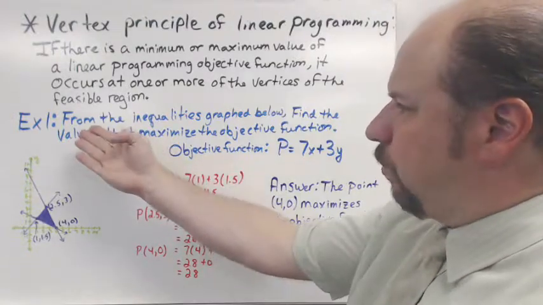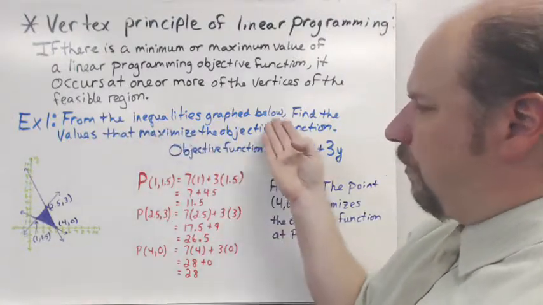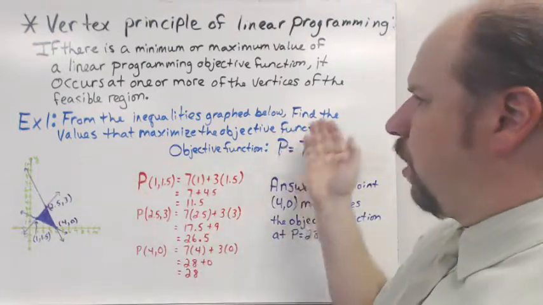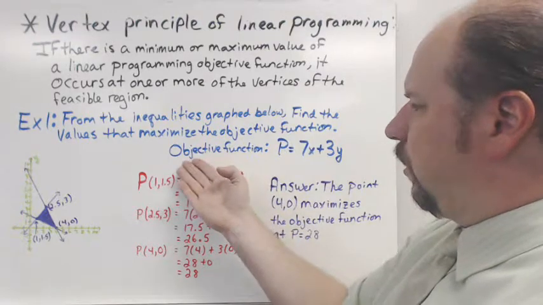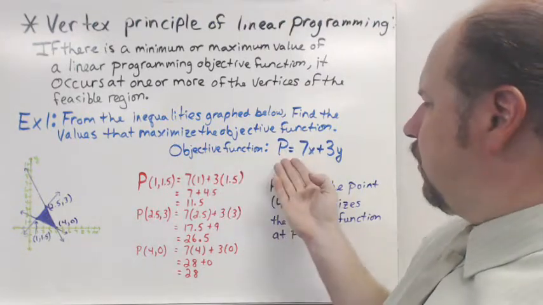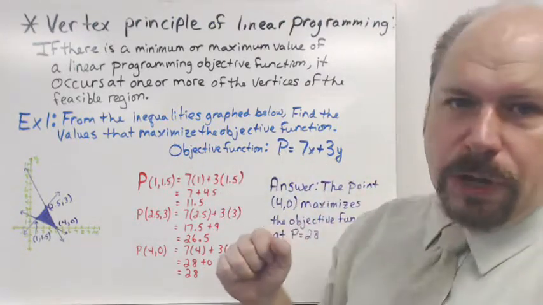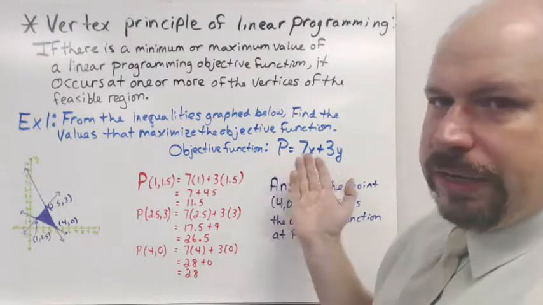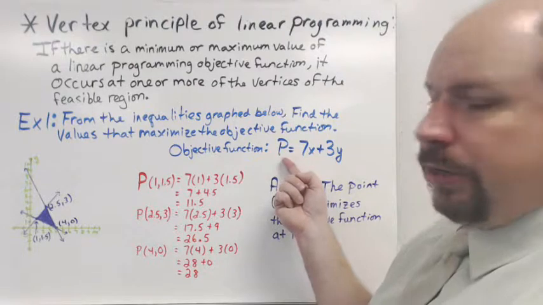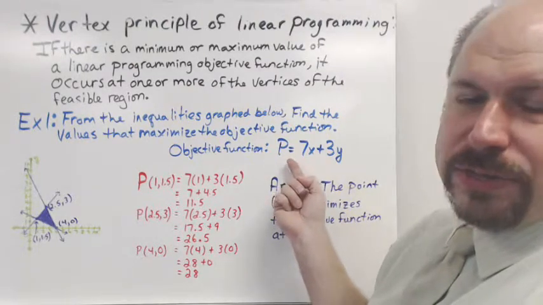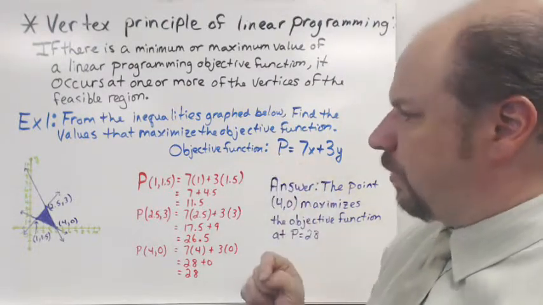So in our first example, from the inequalities graph below, find the values that maximize the objective function, and here is the objective function. It is p equals 7x plus 3y. We're going to find some values of x and y from our graph, and we're going to find which of those values make this the largest, or maximize it.